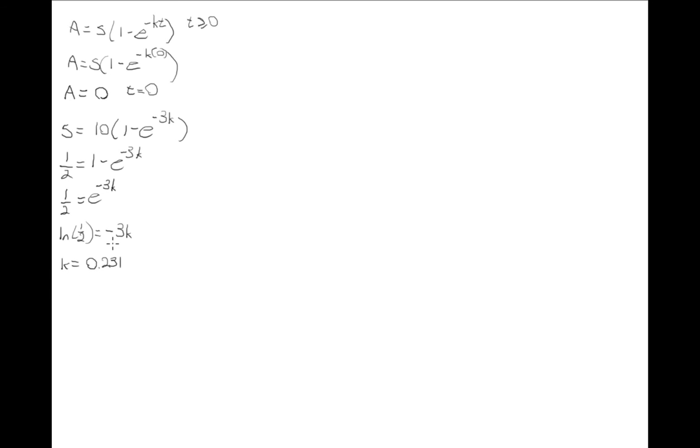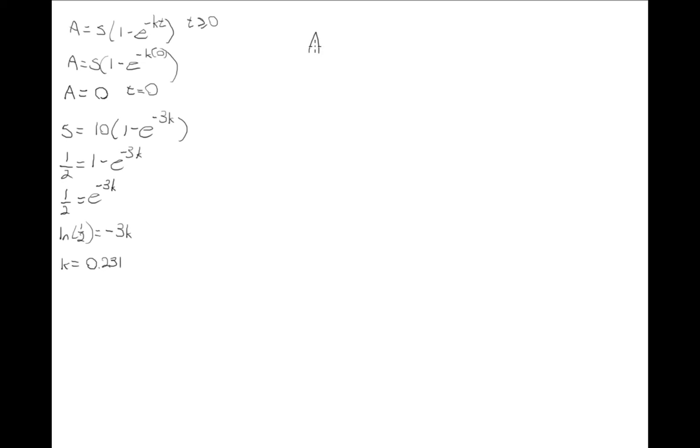The next part that we need to work out for this is what is the rate of change after a certain amount of time. So to do that, what we need to do is find our derivative. So let's go through and find out what our derivative is. So we'll come over here and set it up again.